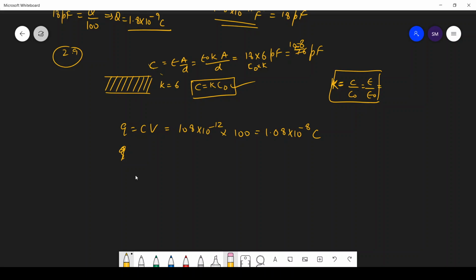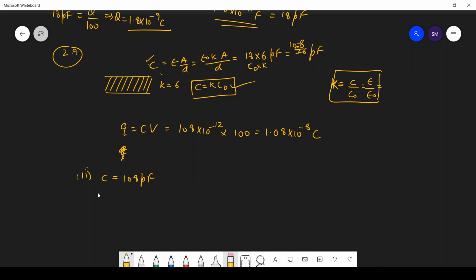Now the supply is disconnected. What will happen? Of course, capacitance is an intrinsic property, so it is independent of what voltage you are providing. C will remain the same. So for the second part of this question, C will remain 108 picofarad.